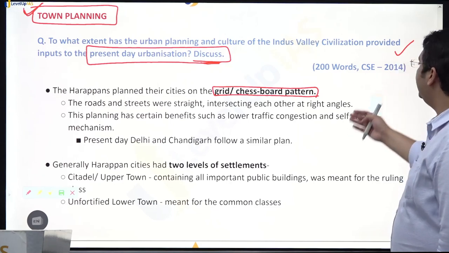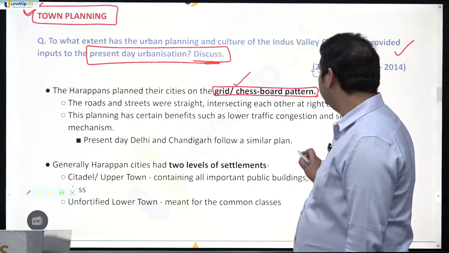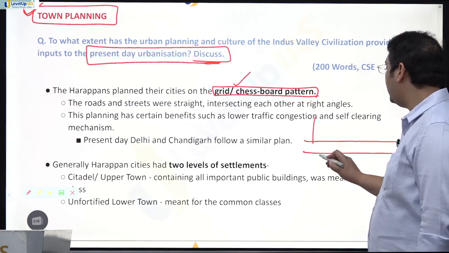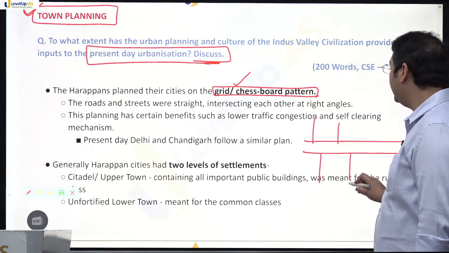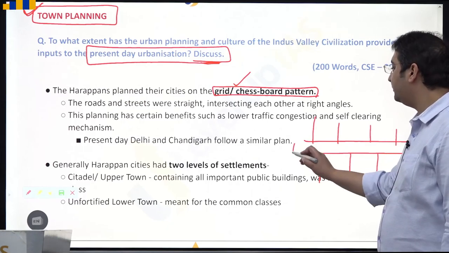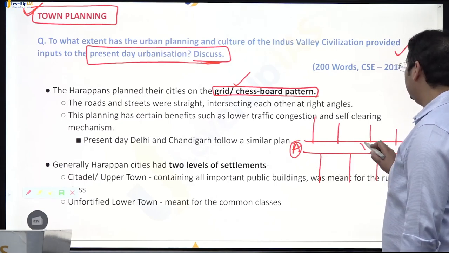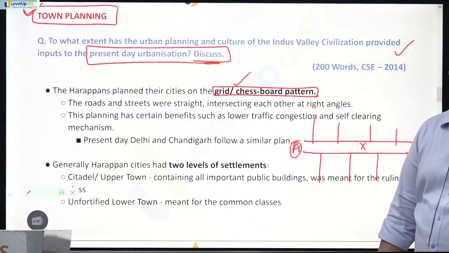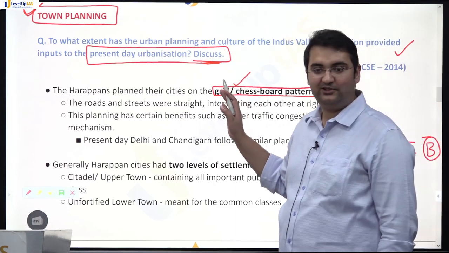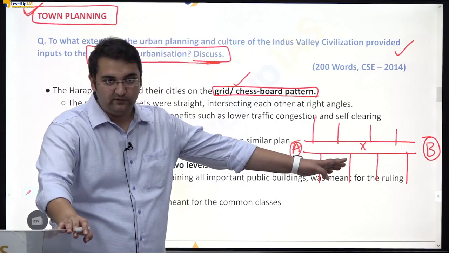What are the advantages of this kind of planning? Suppose you have a city which is based on a linear pattern. That means there is one main road and a number of connecting streets. You have to go from point A to B, and on the way the wheel of the bullock cart comes off, so then you are stuck. You are going to miss your matinee show with your girlfriend, a slap is guaranteed. That is the idea. So congestion can take place over here.